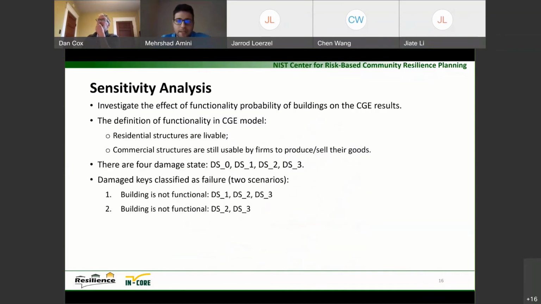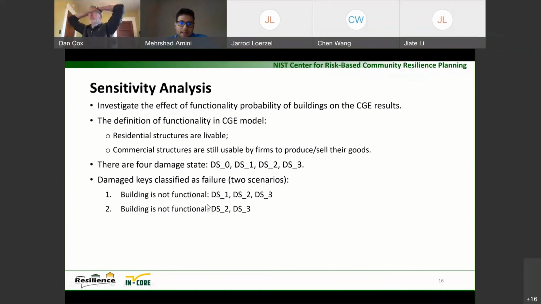So I think the next part, which is very important, is doing the sensitivity analysis to investigate the effect of functionality probability of building on the CGE result. From the references and the literature review, the definition of functionality in the CGE model is that residential structures are livable and commercial structures are still usable by firms to produce and sell their goods. So here we have 4 different damage states, slight to complete, and I investigated 2 different scenarios.